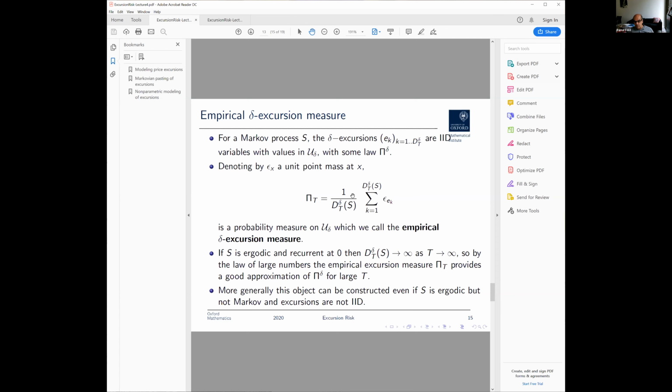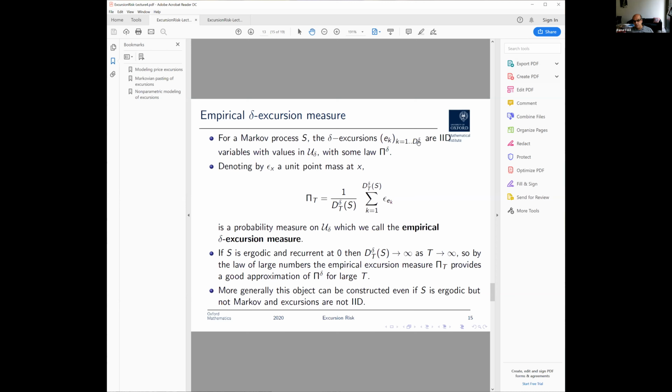Now, I can think of this sequence as a sample. How many elements do I have in my sample? What's the sample size? Well, we call D delta t the number of delta excursions of the process up to time t. This is the counting process we introduced in the beginning. It corresponds to the number of transactions in our strategy. So if I have observed the process over time t, I have a sample of size D delta t of delta excursions. And so the idea is, using this sample, I'm going to estimate the distribution.